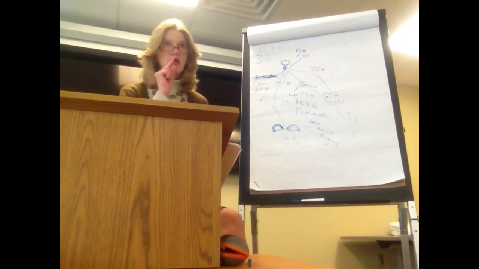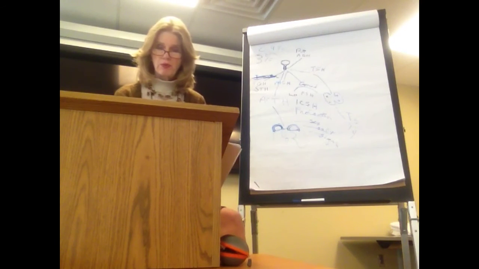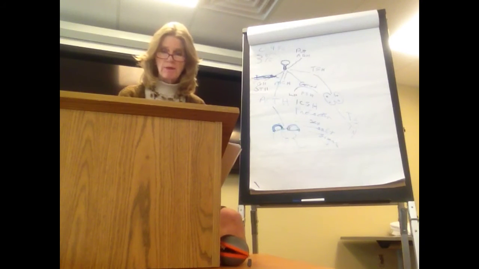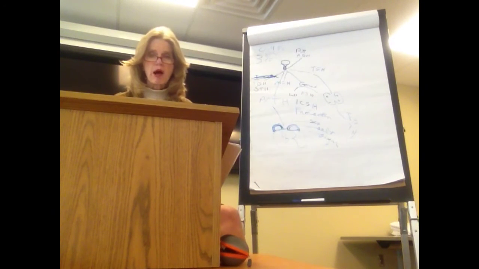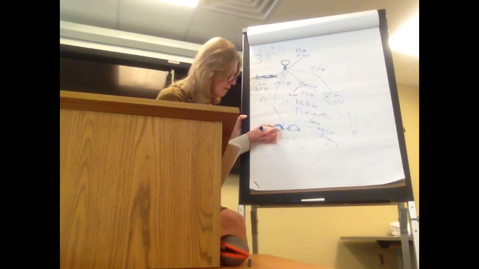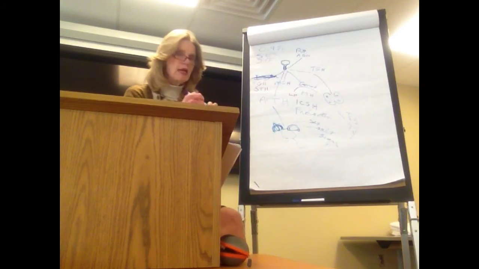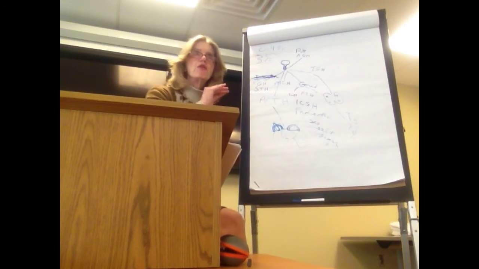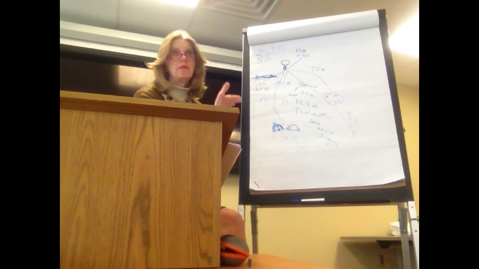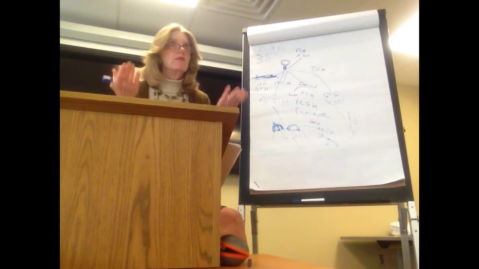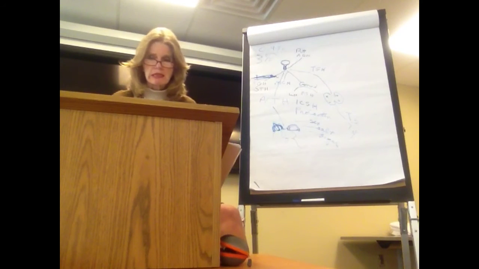pheochromocytoma. Pheo, P-H-E-O, chromocytoma. It is a small benign tumor that's only found on the adrenal gland, and it's usually sitting on the adrenal gland, but it pushes on the medulla, and it may push on the cortex too. But its big symptom is high blood pressure, hypertensive.